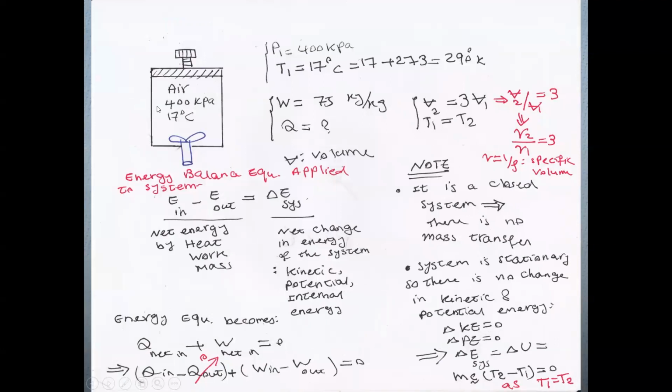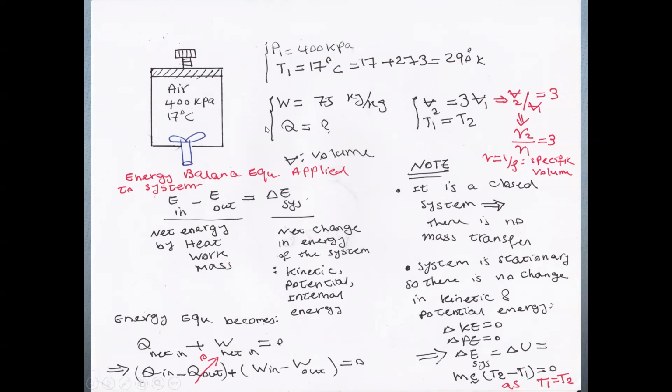Here is the variable load piston cylinder. So pressure can change because it's variable load. The initial condition is given. P1 is 400 kilopascal. T1 is 17 degree centigrade. You add 273, that makes it 290 degree Kelvin. It should be lowercase w. It's 75 kilojoule per kilogram. That is work per unit of mass.